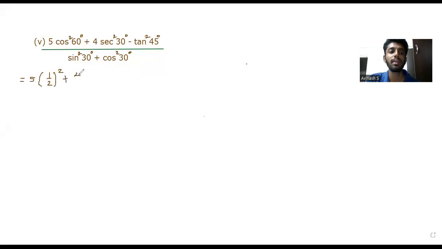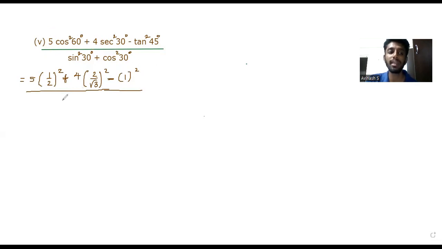Plus 4 sec square 30. Now sec 30 is nothing but 2 by root 3, the whole square. Minus tan square 45. Tan 45 is 1, again squared. So this is something that we should know. The square will be only for the values and not for the coefficients. What I mean by coefficients is this 5 and 4. They remain the same. That is very, very important.